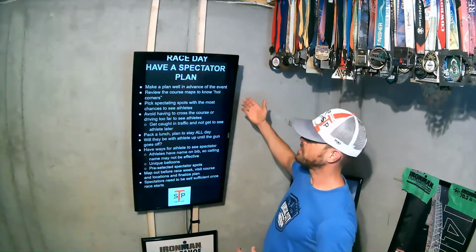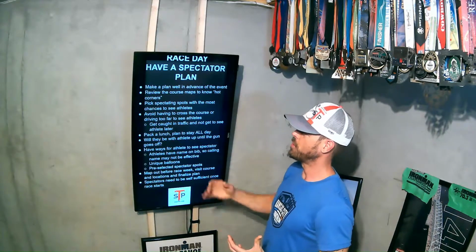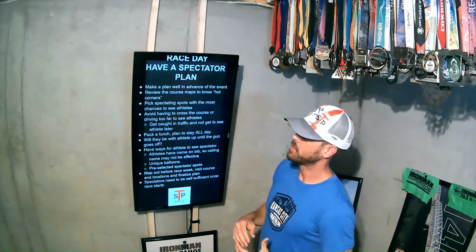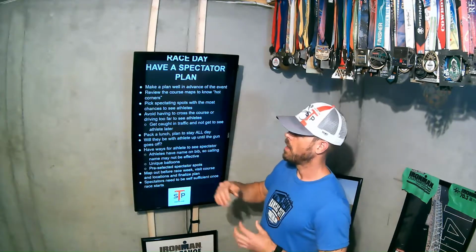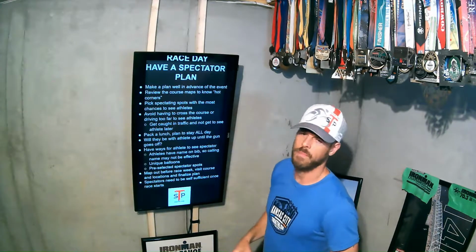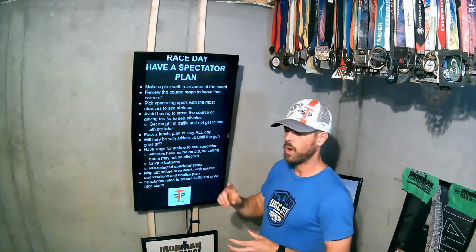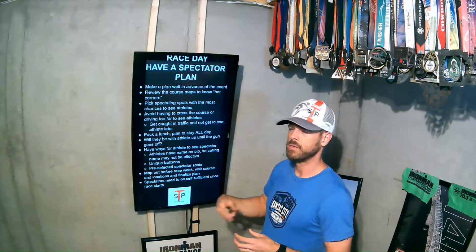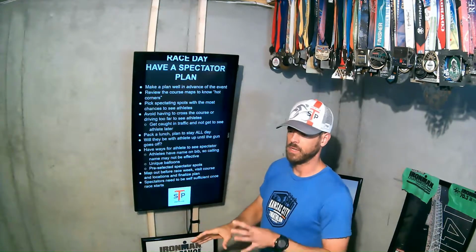So the first point is, make a plan well in advance of the event. There are plenty of things you could do. You can go on the course maps on the Ironman website. They've got plenty of information out there. Most races do have this information. So you just review the course maps, because that will tell you where some good spots are, where maybe there's some loops and where you can see athletes more than once. It's just good to know the layout, especially roads and everything.